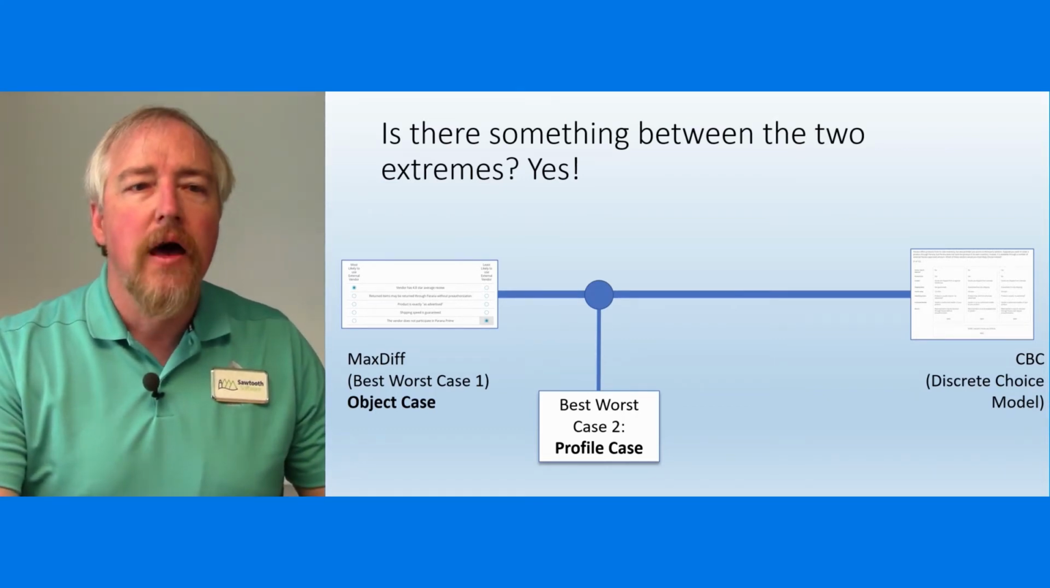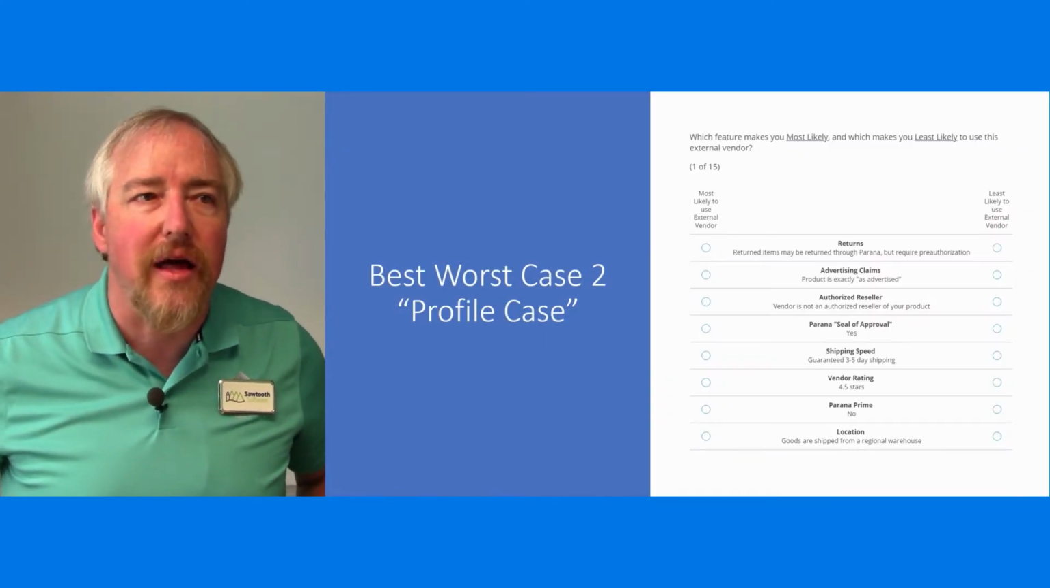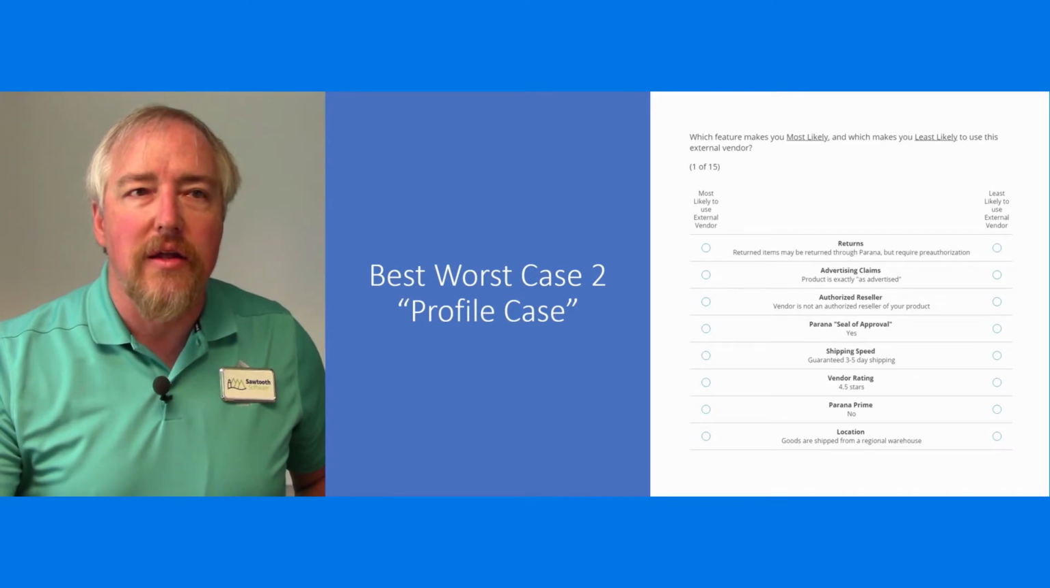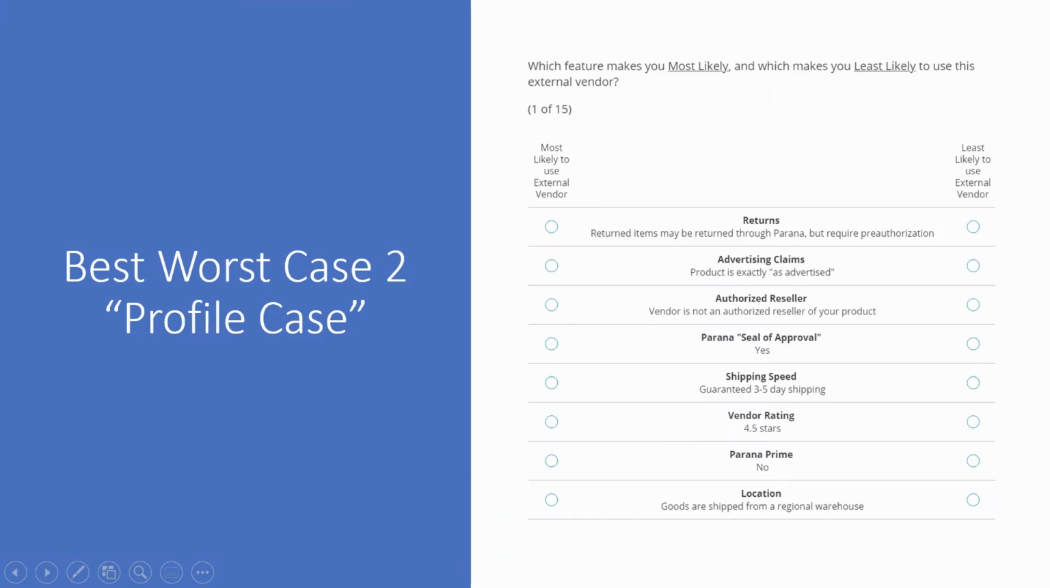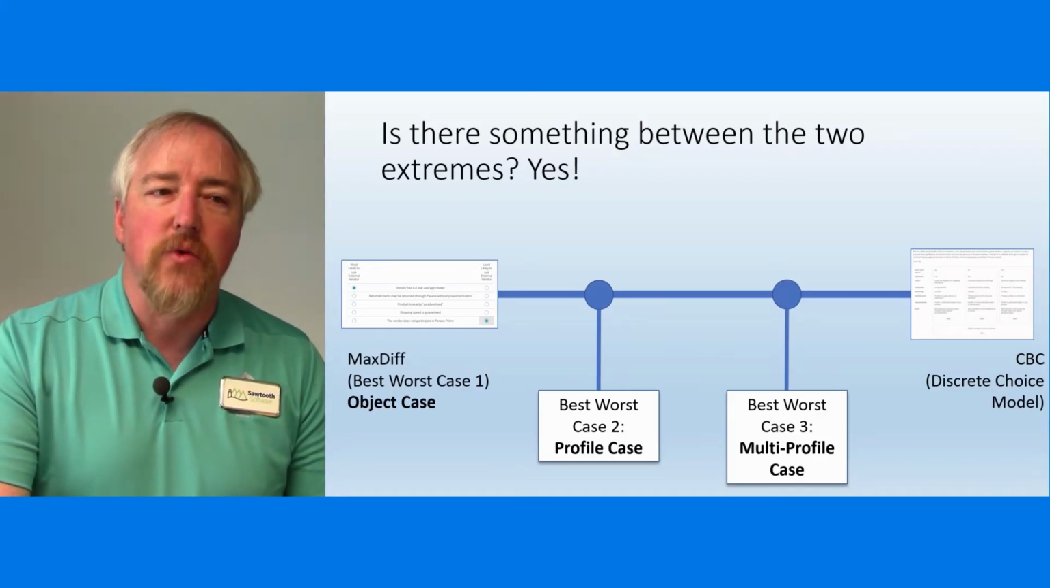The third thing, let me go back to best worst case two. So here's an example of what our study might look like. So we're going to show different tasks where we say which feature makes you most likely to choose this vendor, which one makes you least likely to choose this vendor. We've got, again, one return, one advertising claim, one authorized reseller claim. And essentially, we're showing it like a CBC concept, but we're asking them which feature within that concept is the best and which one's the worst.